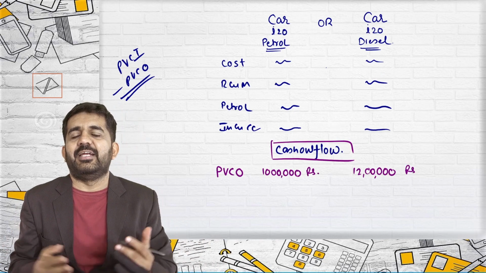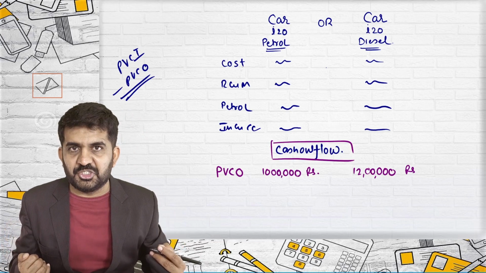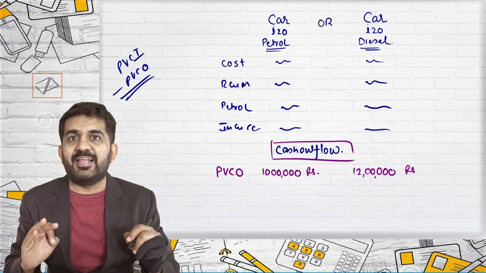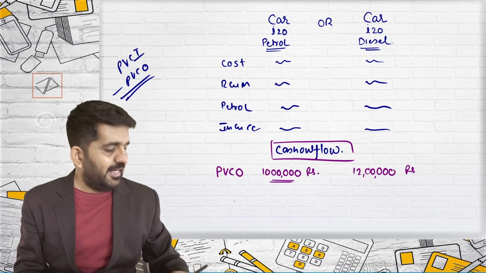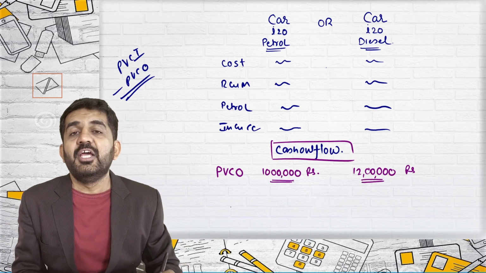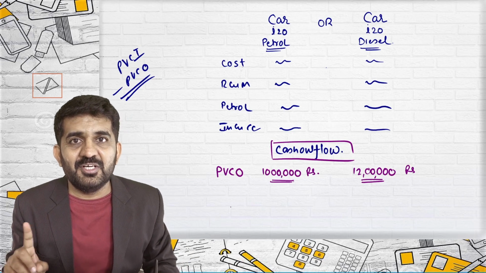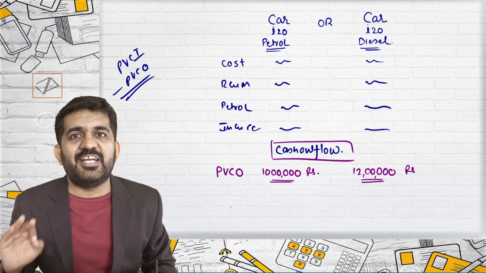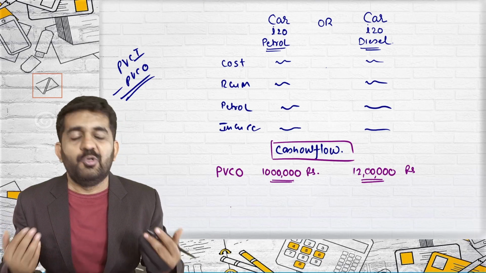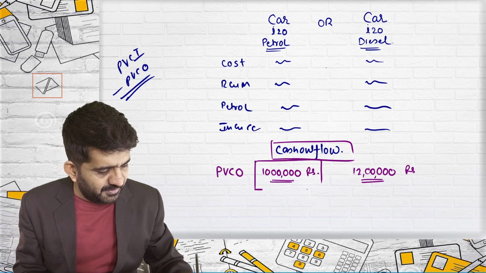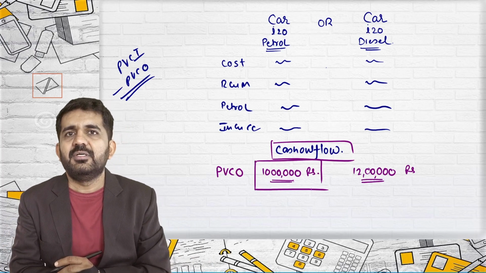So try to understand, including all expenditure, converting all the values today, that is present value, this car is costing me 10 lakhs and this car is costing me 12 lakhs. Now we are not in NPV, we are just in present value of cash outflow. Cash outflow lower is better. I will be selecting this option.